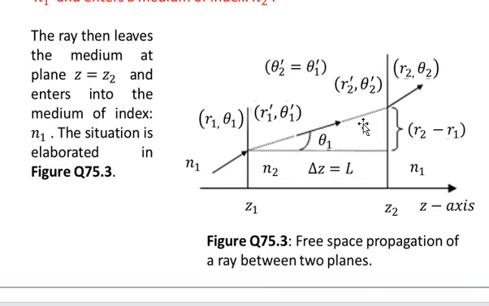So you see that in this free space region you can say that theta 2 prime is the same as theta 1 prime, because the light has traveled straight without any bending. But you know that you need to apply Snell's law at the z equal to z1 plane in order to correlate theta 1 prime to the value of theta 1, and similarly you need to apply Snell's law at the z2 plane in order to correlate the value of theta 2 to the value of theta 2 prime.